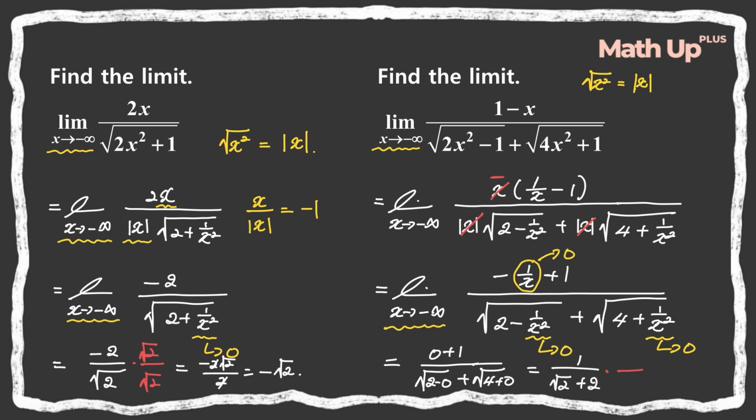And if we rationalize this expression, multiplying by the conjugate root 2 minus 2, the denominator is 2 minus 4. So the final answer is root 2 minus 2 over negative 2, right?